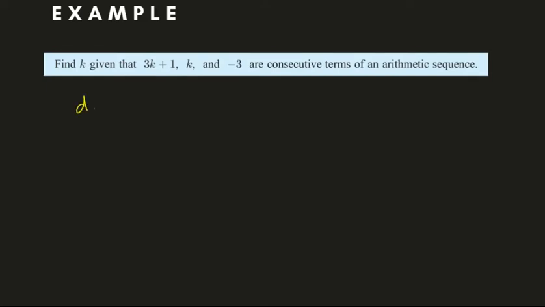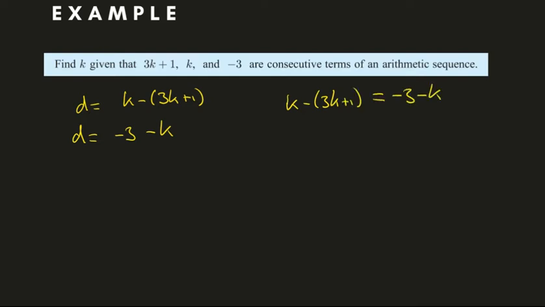So we could certainly say that d is k minus (3k plus 1). And we could also say that d is minus 3 minus k. So if we've got two competing values for d, well, we can say they're equal to one another. So what we can say is that k minus (3k plus 1) must be equal to minus 3 minus k if this is an arithmetic sequence. Let's just simplify and solve.